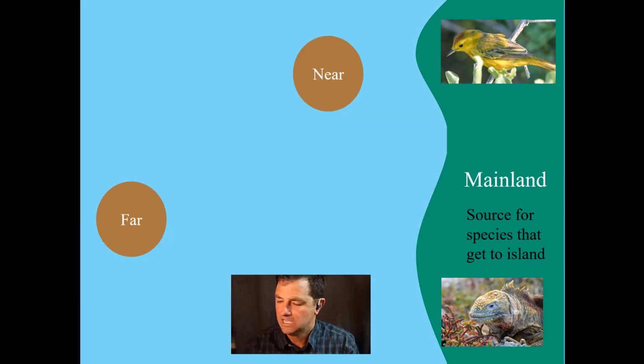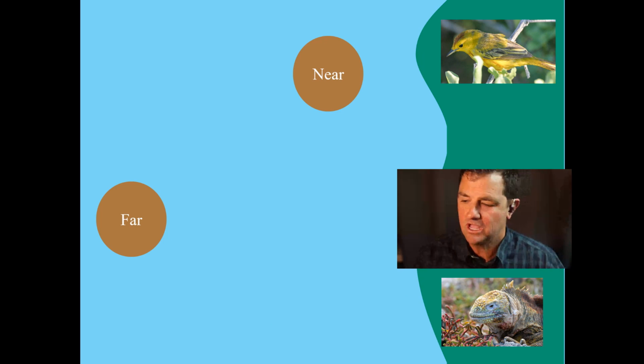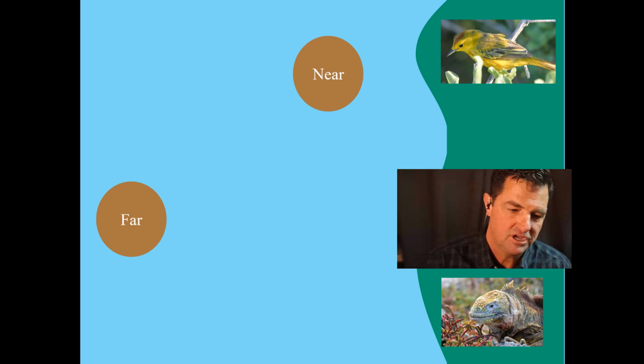So we can look at the immigration rate on islands that are near the mainland and compare those to islands that are, say, far away. And again, if we use the mainland as our source of species, the immigration rate for an island that is close to the mainland tends to be higher than the immigration rate for an island that is distant from the mainland, because it's going to be easier to get to the island that is closer. Again, assuming all other components are the same, if the habitat is the same in both of those scenarios.